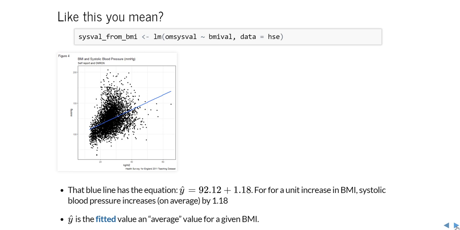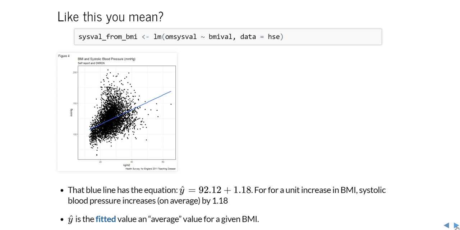And I have fitted a regression model. The command in R that lets you do this is lm, a lowercase l, for linear model, and I'm telling it to regress, I think is the nomenclature, Omron recorded systolic blood pressure value on the BMI value. There's a formula in there that's saying regress Y on X, and the data that I'm using is the Health Survey for England data.